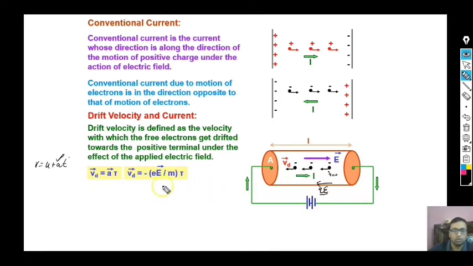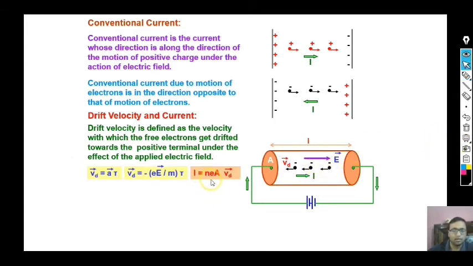So by this force, they will experience some acceleration, and this velocity will be equal to 0 plus acceleration into time, and that acceleration is force upon mass. Force is qE or eE divided by the mass of the electron, and this is called the time of collision between two electrons, or the time taken by the electron to cover the distance between two electrons.